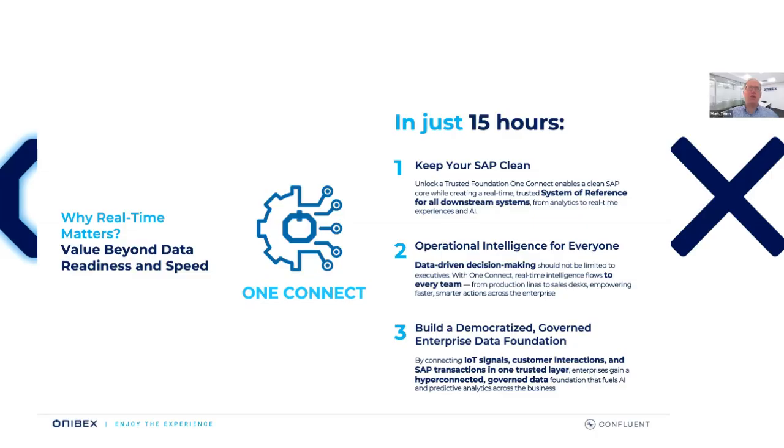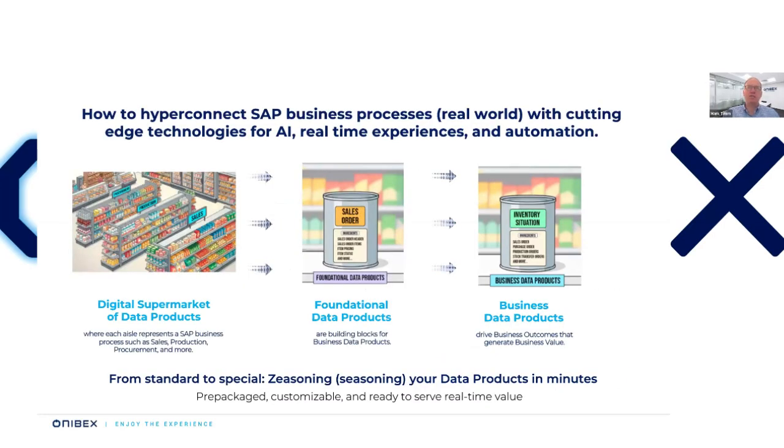We need to get that information out of SAP into Confluent so that you can use modern technologies like Databricks and Snowflake and things like that, right? And not only that, but you see point three here. Right now, I want to tie my IoT and other things into this hyper-connected governed data that we offer. You can think about our data products as kind of like a supermarket, right?